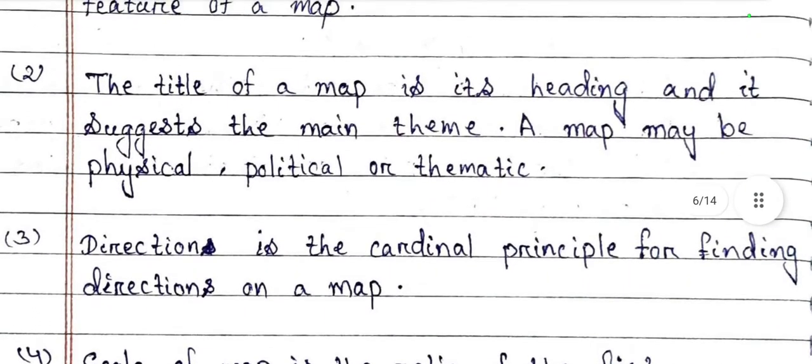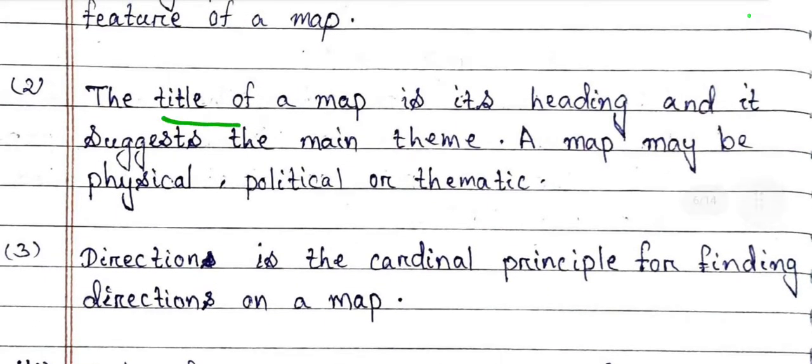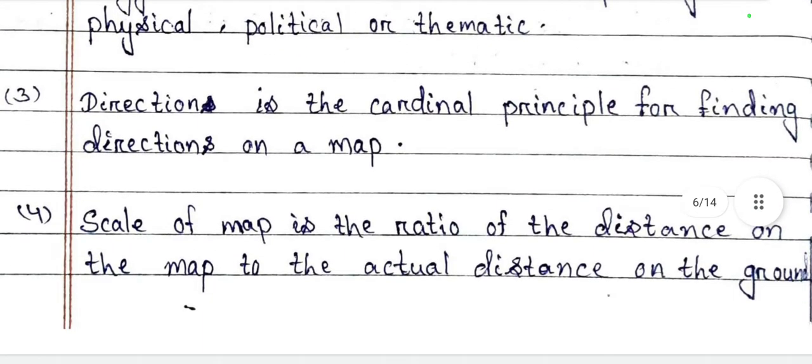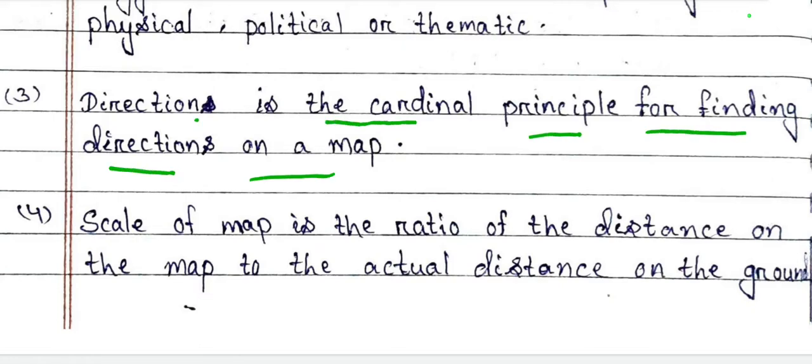Then point 2, the title of a map. This point 2 is not question number 2, this is point 2, point 3, okay. The title of a map is its heading and it suggests the main theme. A map may be physical, political and thematic. Then point 3 is, direction is the cardinal principle for finding direction on a map.